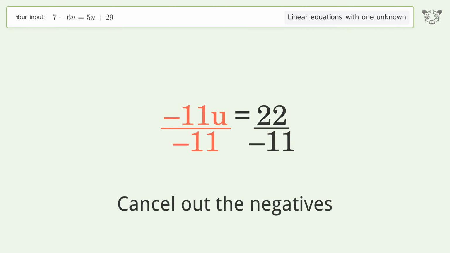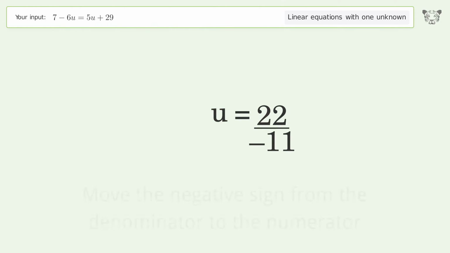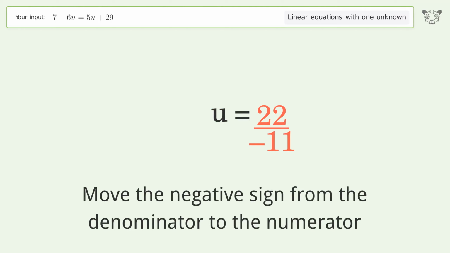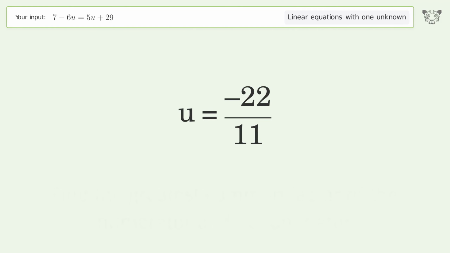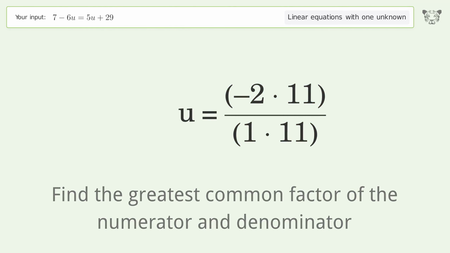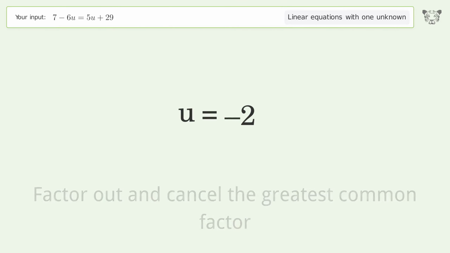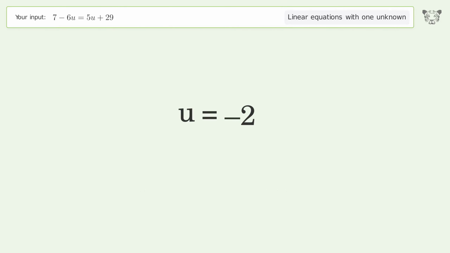Cancel out the negatives. Simplify the fraction. Move the negative sign from the denominator to the numerator. Find the greatest common factor of the numerator and denominator. Factor out and cancel the greatest common factor. And so the final result is u equals -2.